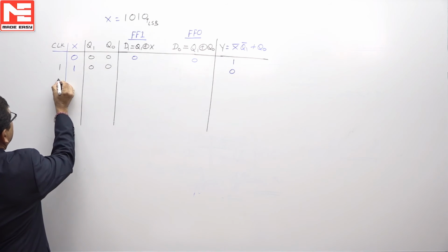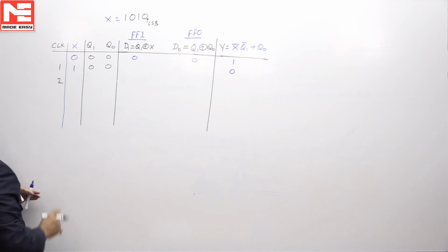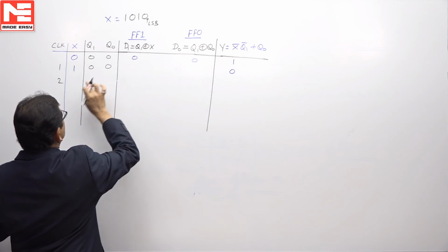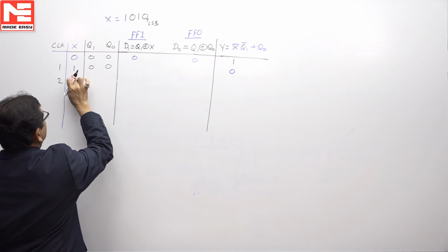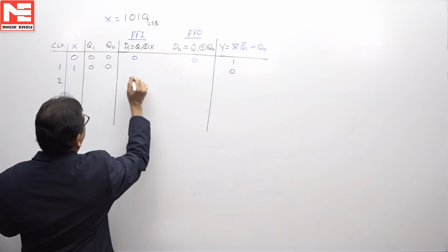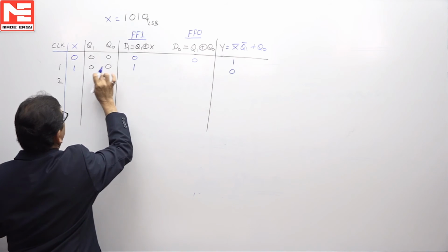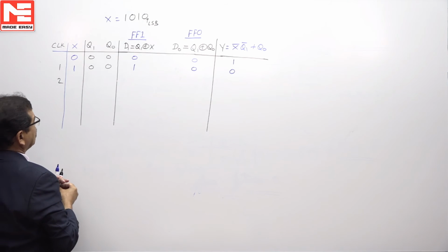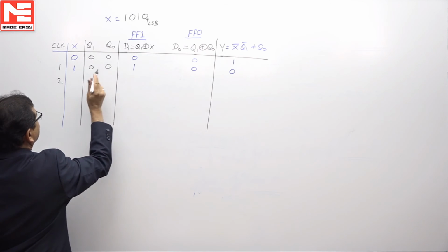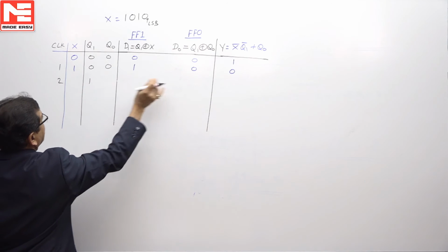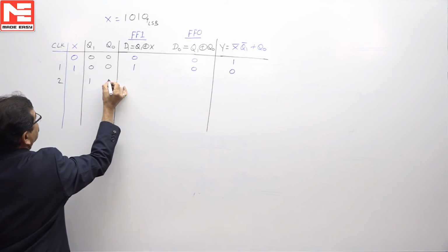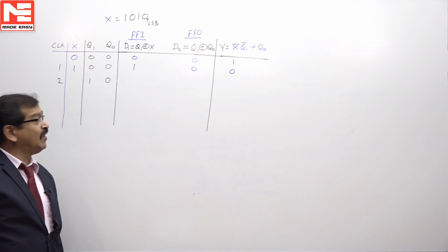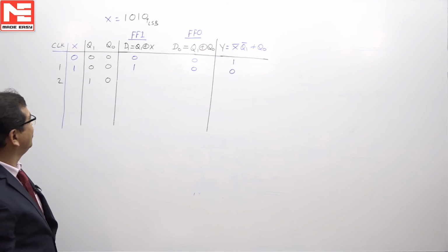Now, while applying the clock, we need to check what the flip flop 1 and flip flop 0 outputs are. Q1 exclusive OR with X will be 1, and Q1 exclusive OR with Q0 will be 0. If you apply the clock, because D1 is 1, the flip flop 1 output is 1. Because D0 is 0, the flip flop 0 output is 0. So, that is the content of flip flop 1 and flip flop 0 after the second clock pulse.